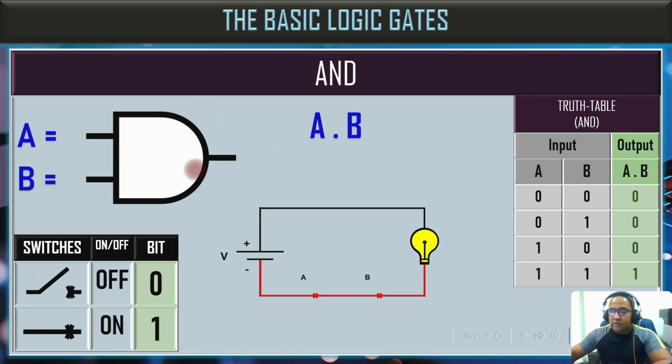This way, we can compare the operation of the AND gate to a circuit with switches connected in series, that is, one after the other, where the light bulb will turn on only when switch A and switch B are both at bit 1. That is, the output will be 1 only when input A and input B are both at bit 1. And that's why it's called the AND gate. Okay? In other words, no matter how many inputs the AND gate has, for its output to be at bit 1, all inputs must be at bit 1. And this becomes clear when you look at the circuit.